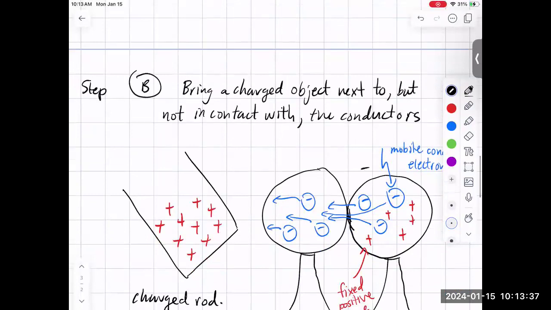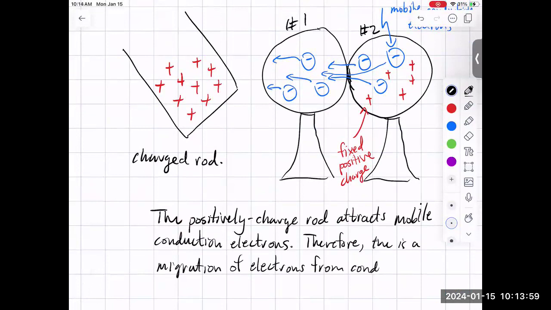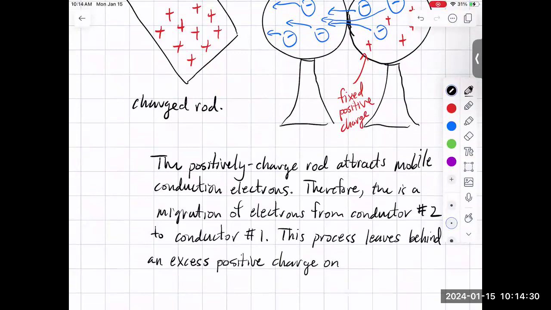Okay, and I called this number two, and this one was number one, right? So therefore, there is a migration of electrons from conductor number two to conductor number one. So this process leaves behind an excess positive charge on number two due to the fixed positive nuclei.